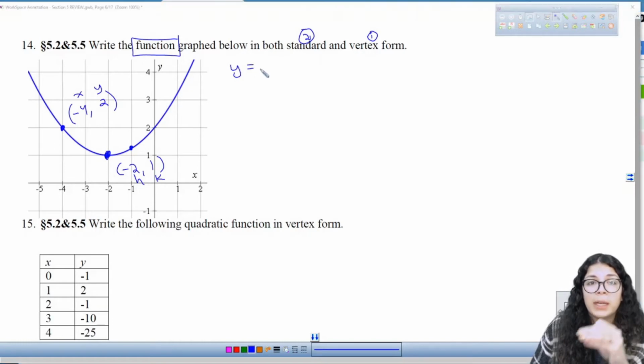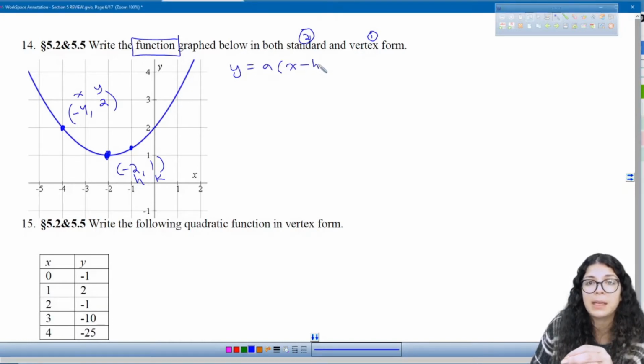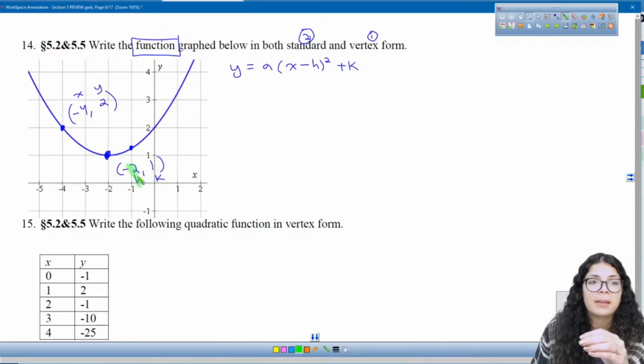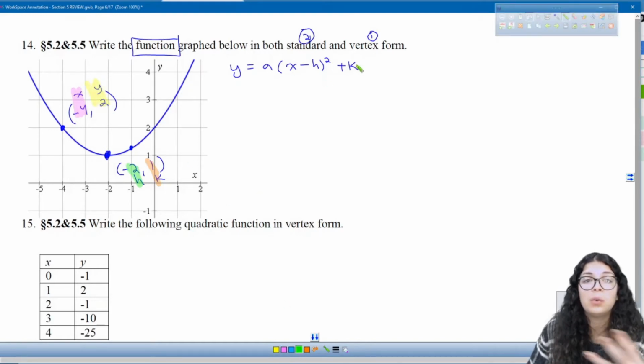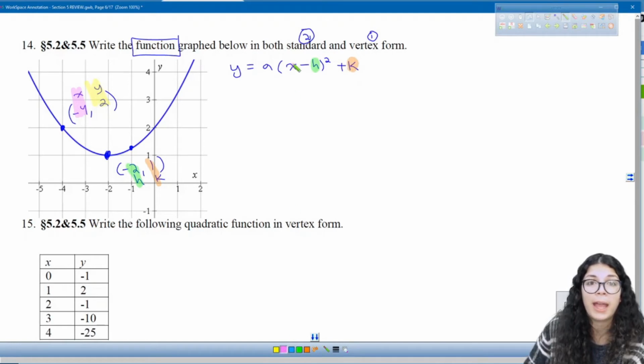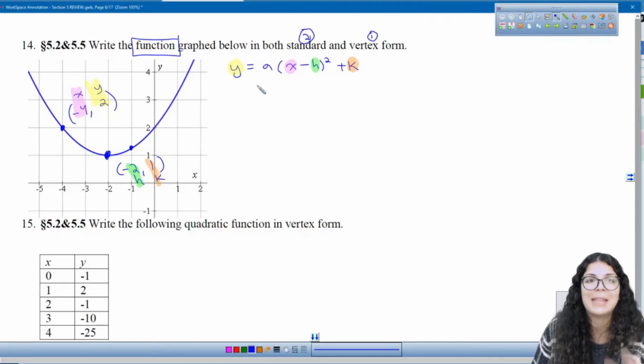Remember that the vertex form is y equals a times x minus h squared plus k. So notice, now that I have h, k, x, y, I could plug that in to my vertex form. I could plug in h, k, and then your x, y. Okay, so that's exactly what I'm going to do.